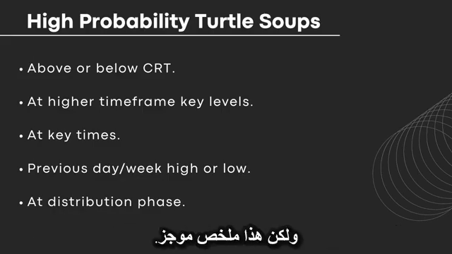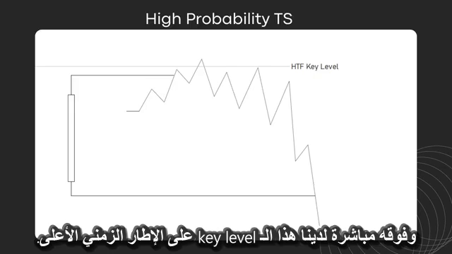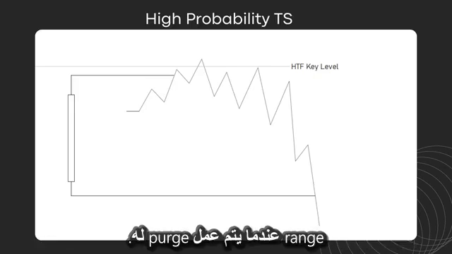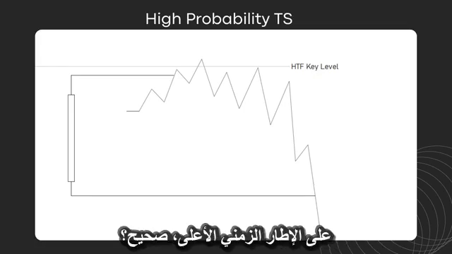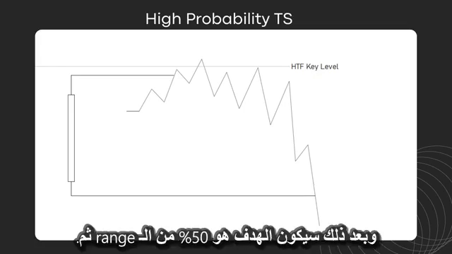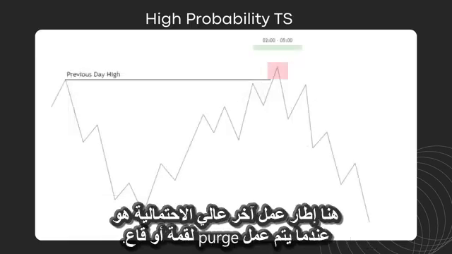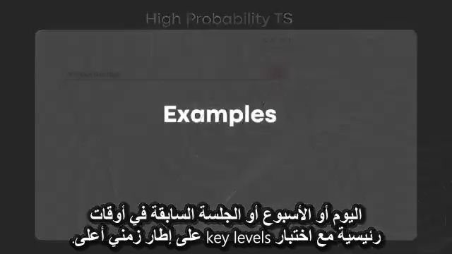Moving on to the next slide, right here you can see we've got this CRT range on the higher time frame, and just above it we've got this higher time frame key level. So the best turtle soup will occur right above the CRT range when it's purged at a key time and the higher time frame key level is tested, right? And then the target would be 50% of the range, and then eventually the opposite of the range. Right here, another high probability framework is when the previous day, week, or session high or low is purged at key times along with testing higher time frame key levels.